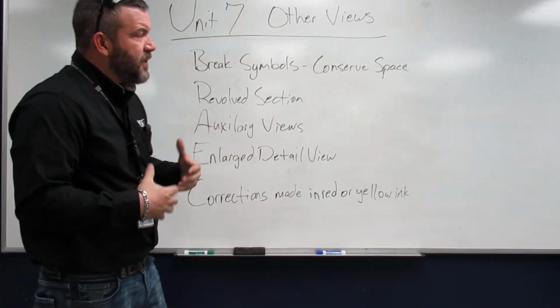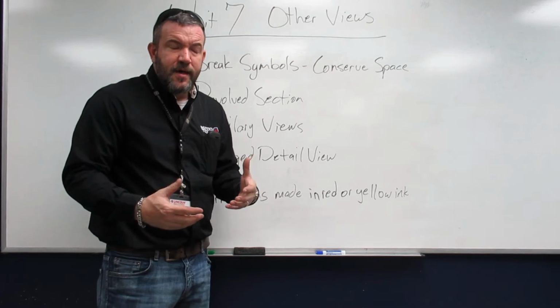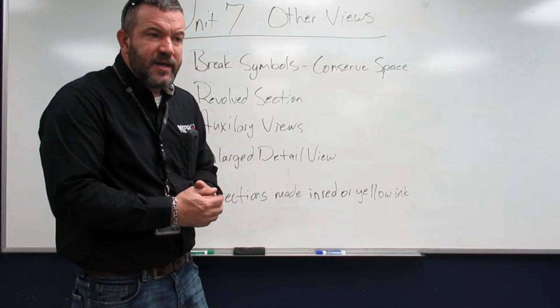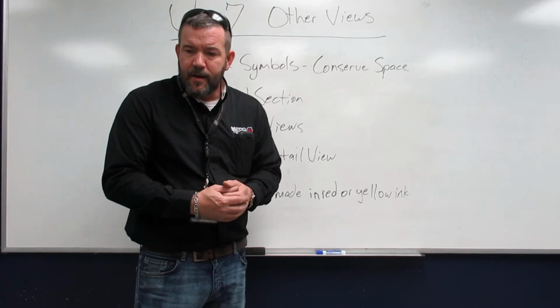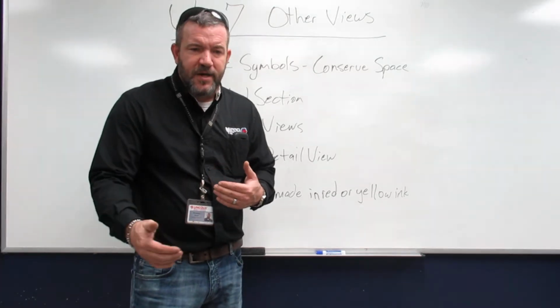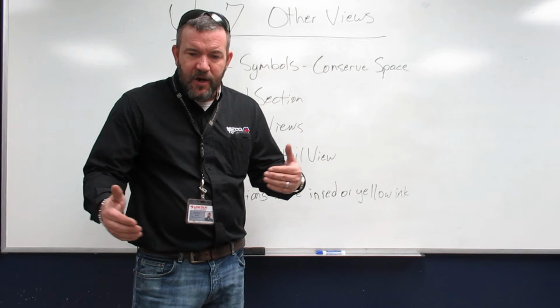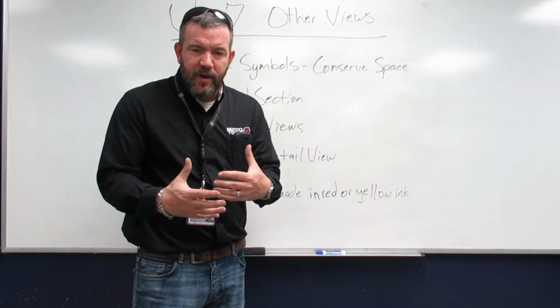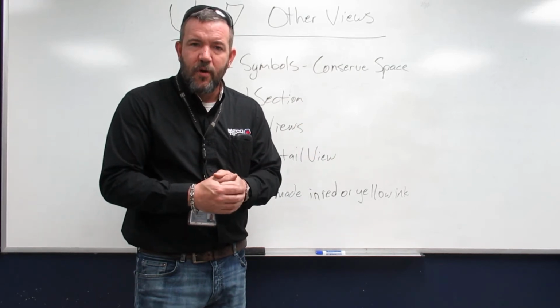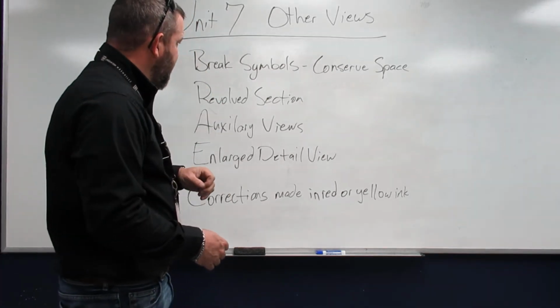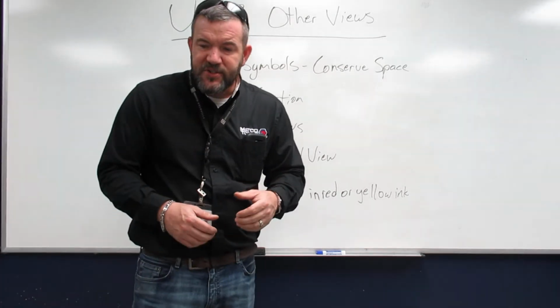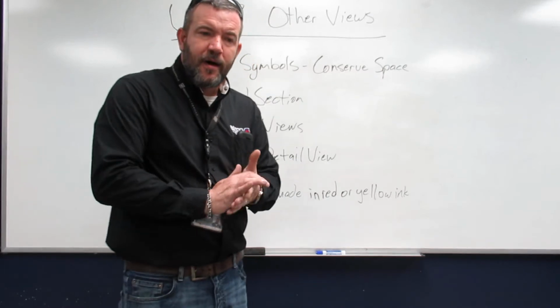Other views are generally indicated by break symbols. As we talked about in Unit 1, break symbols are put on a drawing to conserve space where nothing's happening, nothing special. They just cut it down so they can pull everything together and conserve space on a drawing. Now that's what a break symbol's for. You're starting to get into different sections and different views.